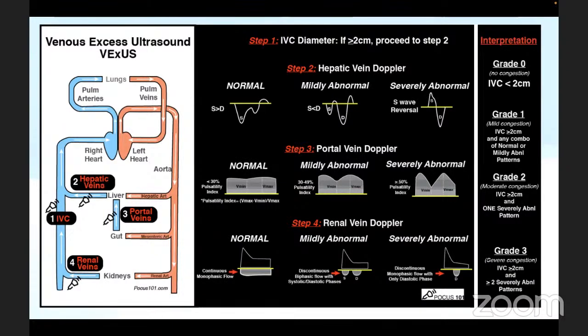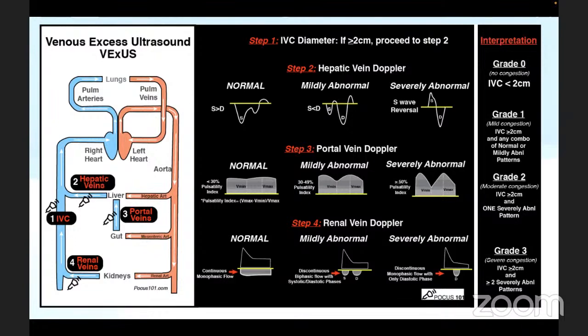Again, you will differentiate into normal, mildly abnormal, and severely abnormal. As you can see, there is a continuous monophasic flow. In mildly abnormal, it gives systolic and diastolic flows. And then you have discontinuous monophasic flow, where you see only the diastolic. So there are 3 grades. Grade 0 is where the IVC is less than 2 centimeters and there is no congestion. And you have grade 1, 2, 3: mild congestion, moderate congestion, and severe congestion.